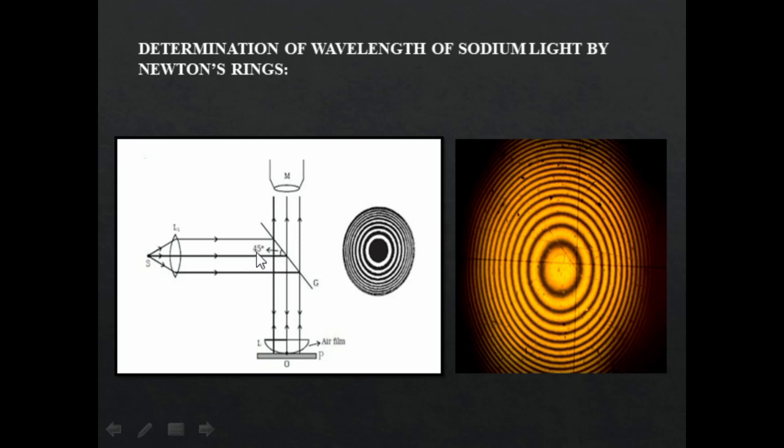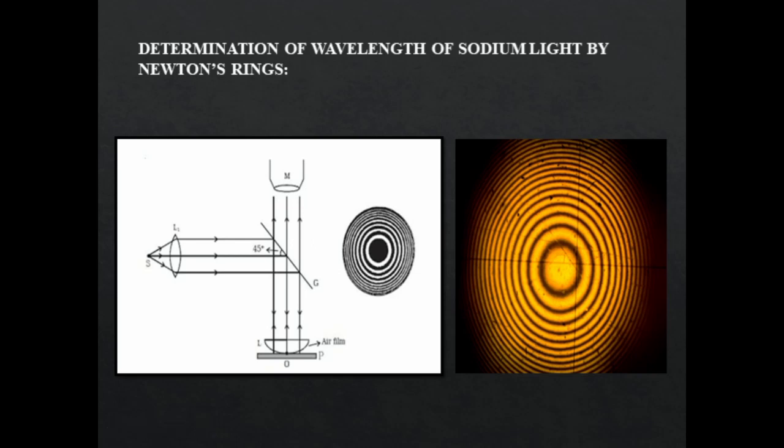The parallel beam of light falls on the glass plate, which is kept at an angle of 45 degrees. When it falls on this 45 degree glass plate, it is reflected normally onto the plane glass plate and plano-convex lens. This light interferes with the thin air film between these two surfaces, and we get bright and dark fringes that are viewed through a microscope.